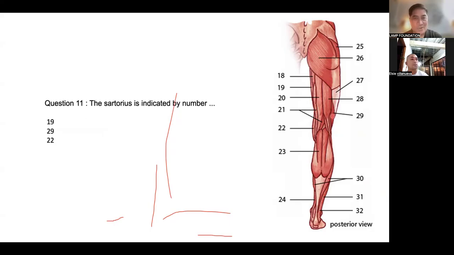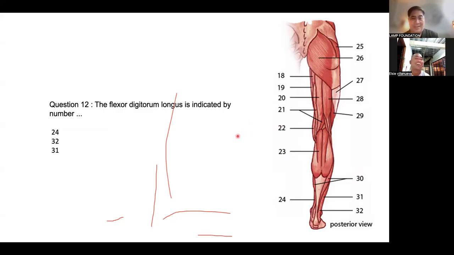Sartorius. Nasaan si Sartorius? Number 22. You can actually feel your Sartorius if your muscles are toned. Flexor digitorum longus. Ay, ganito na lang. You go to the gym, you try to identify the muscle. Flexor digitorum longus is number 24.